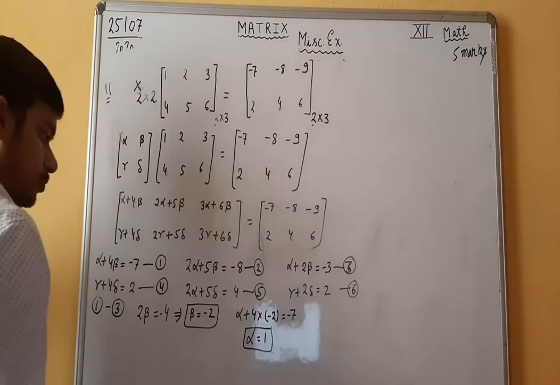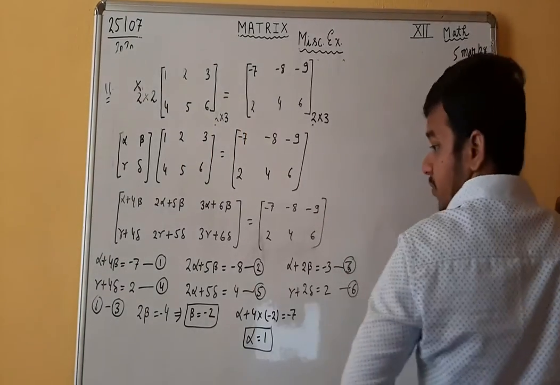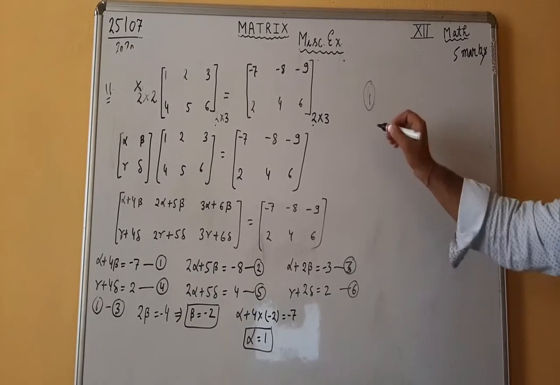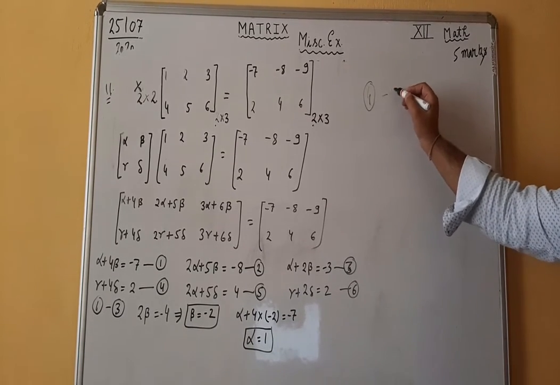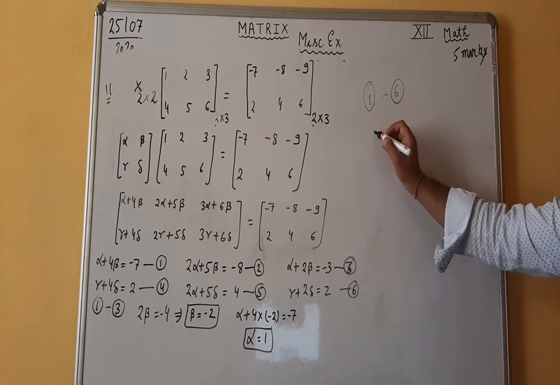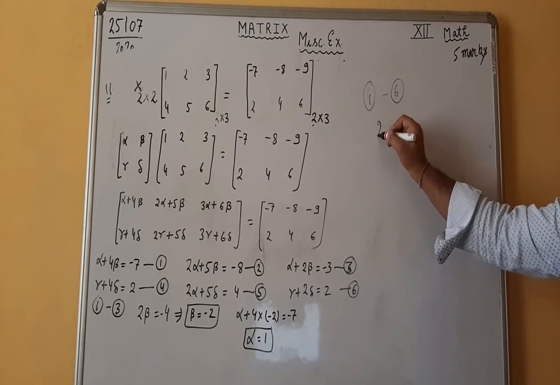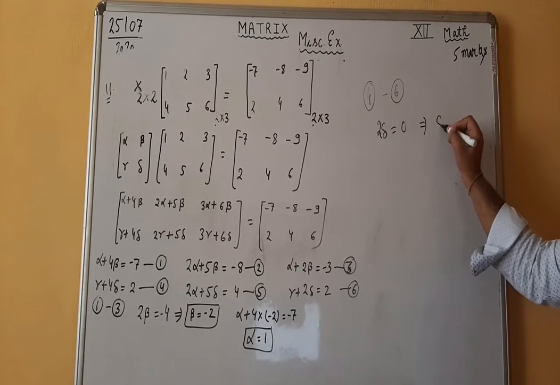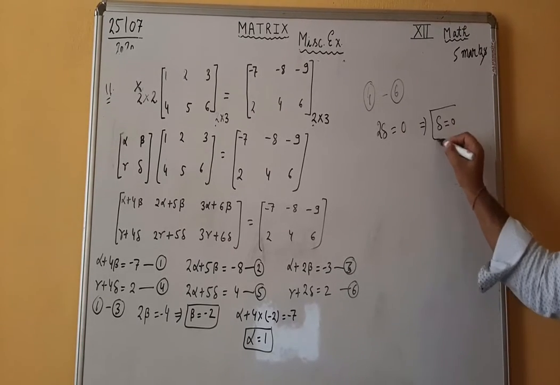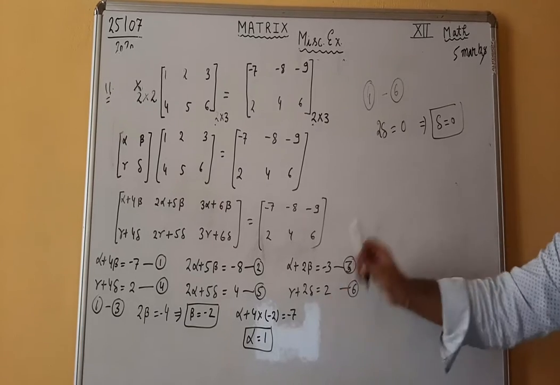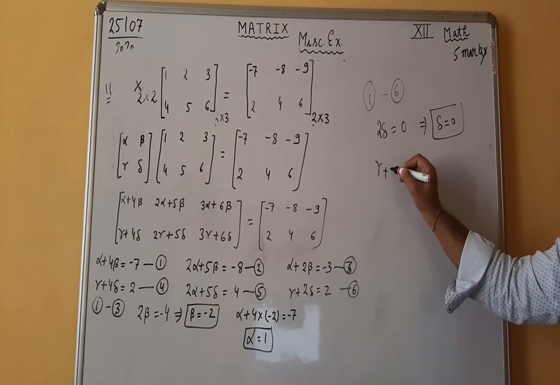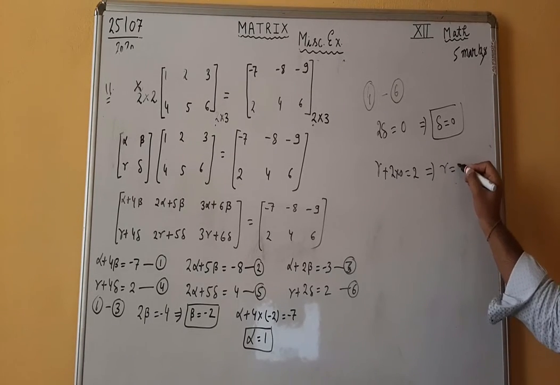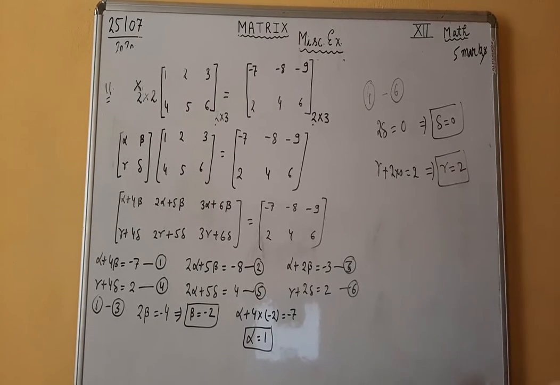Now, let us find the values of gamma and delta. To find the value of gamma and delta, subtract equation 6 from equation 4. Gamma is cancelled out by gamma. 4 delta minus 2 delta is equal to 2 delta. 2 delta is equal to 0. This implies delta is equal to 0. Now put the value of delta in equation number 6. Gamma plus 2 into 0 is equal to 2. This implies that gamma is equal to 2.